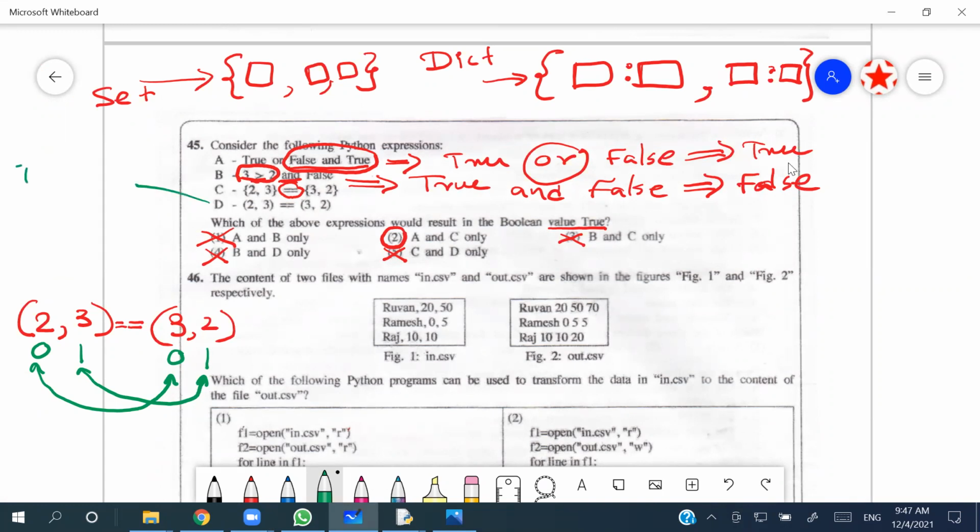all index data structures are not going to behave like this. List and tuple are both going to give you false when you compare them with a mix of the elements, right?